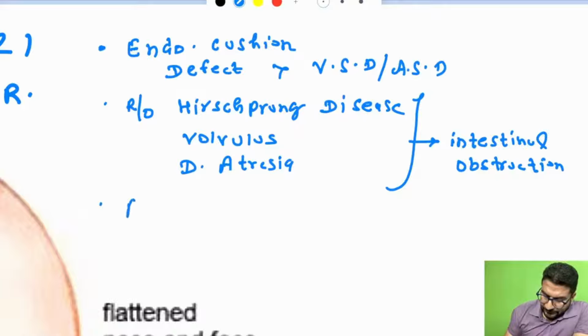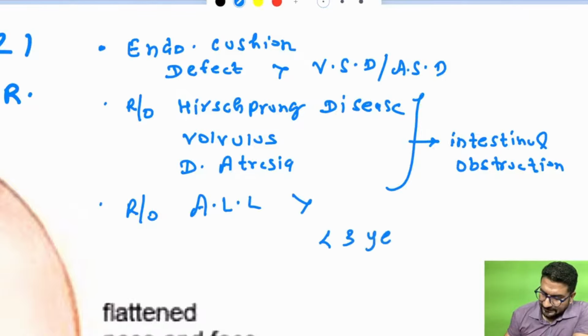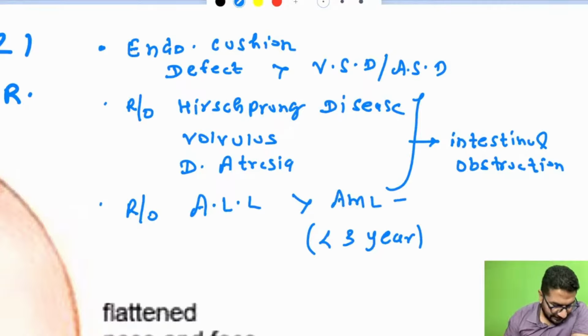Then remember there is risk of leukemia. So the most common leukemia will be ALL. But if the child's age is less than 3, the initial 3 years, there is risk of which leukemia? Who will tell? AML. And which AML? You will notice here M7 type of AML.